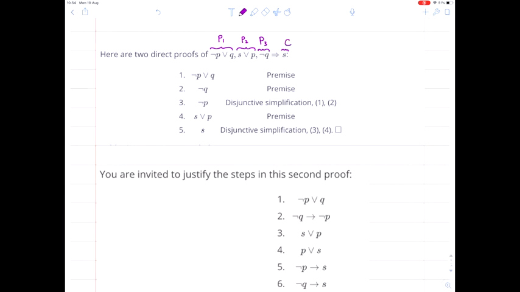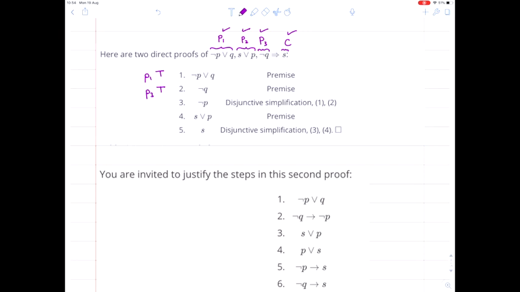So let's see how this works. Our direct proof says you want to assume that each of your premises is true and use some logical steps to deduce that your conclusion is true. Okay, so our first step says P1 is true. Our second step says that P2 is true. That P3 is true.